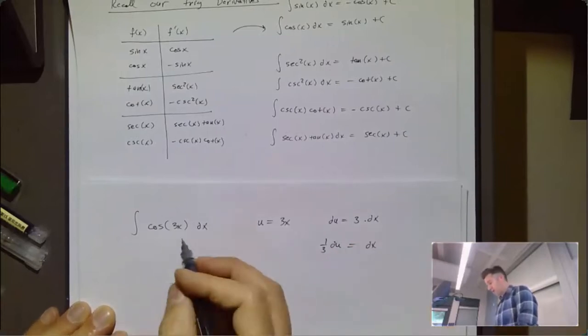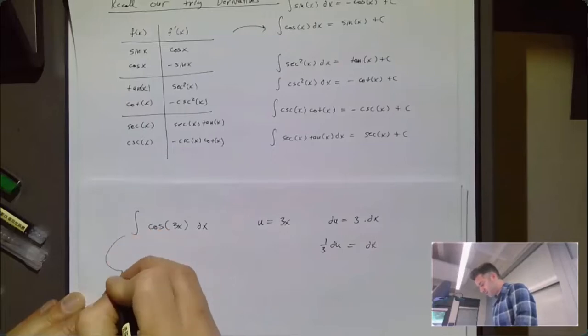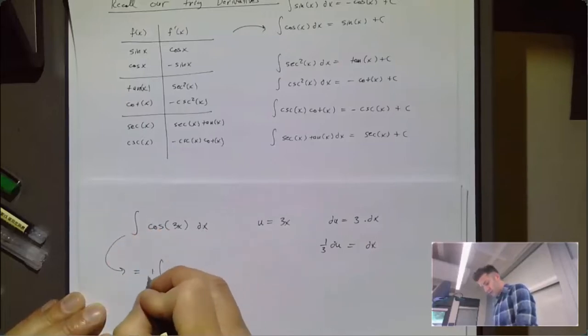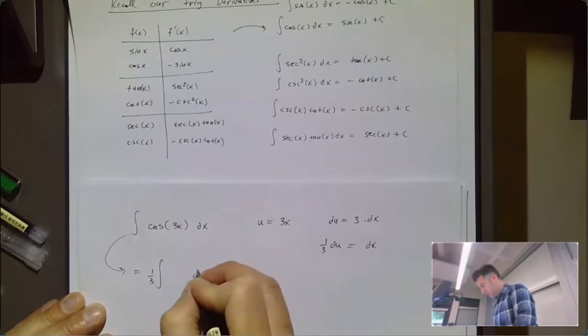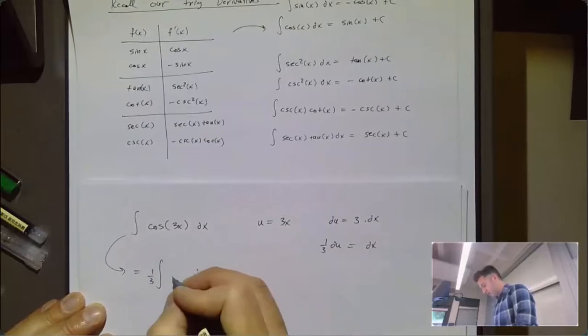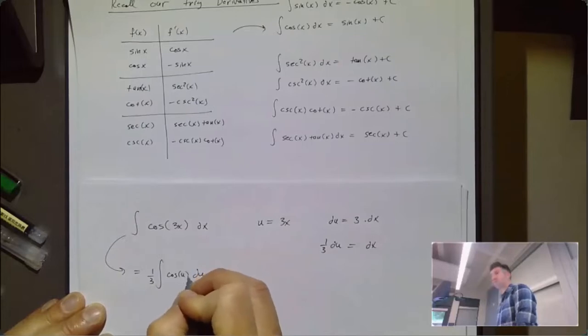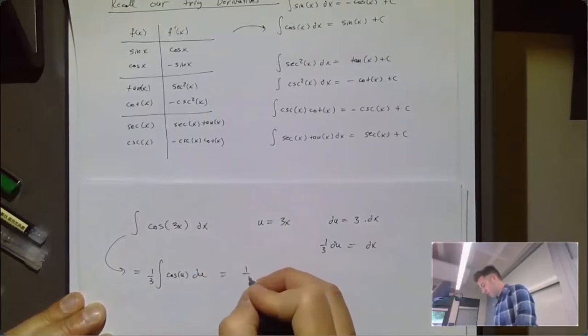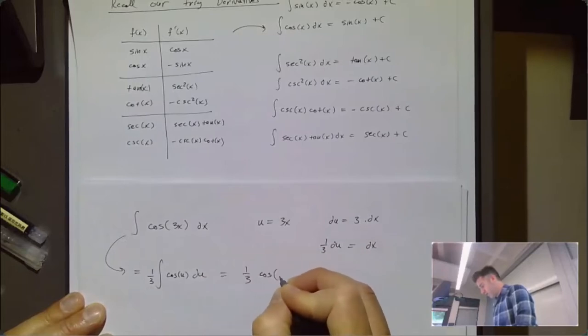So I can rewrite this as the integral of, well, dx is 1/3 du, and cosine of 3x is cosine of u. So when we anti-differentiate this, we get 1/3 cosine of 3x.